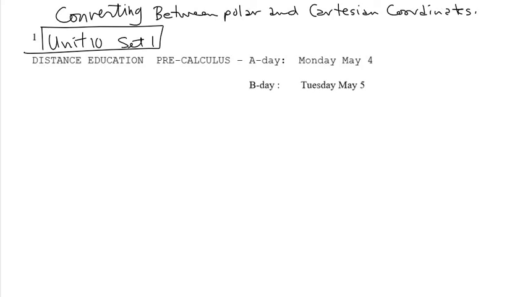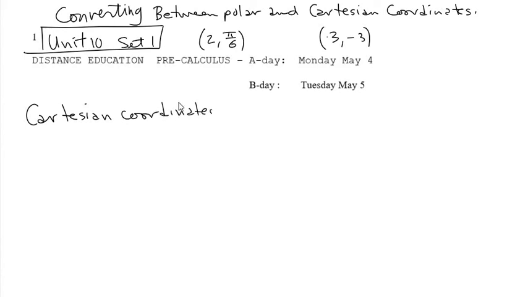So if I give you a pair of polar coordinates, like 2, pi over 6, you ought to be able to give me the Cartesian coordinates that would represent the same point in the plane. Or similarly, if we have some Cartesian coordinates, like 3, -3, you ought to be able to tell me what the polar coordinates are that give me this same point in the plane. All right, so let's take a look at an example. We're going to start with doing Cartesian to polar. We're going to take Cartesian coordinates and convert them to polar coordinates.